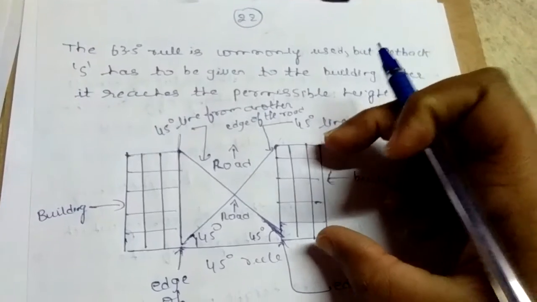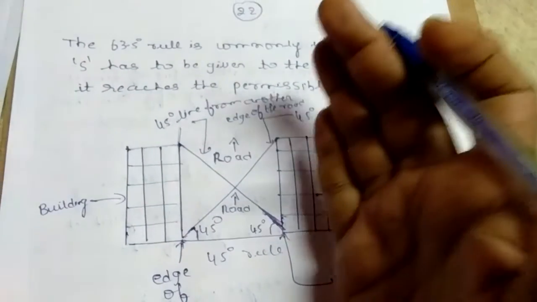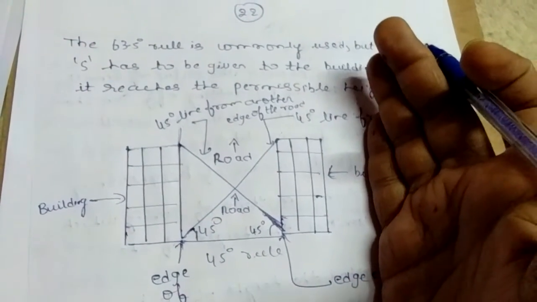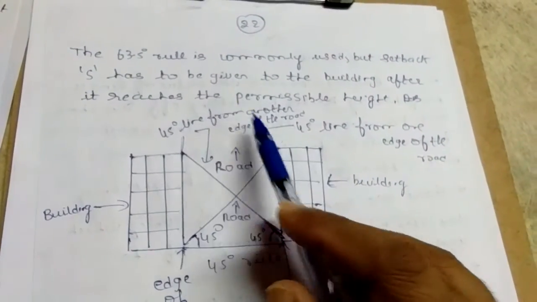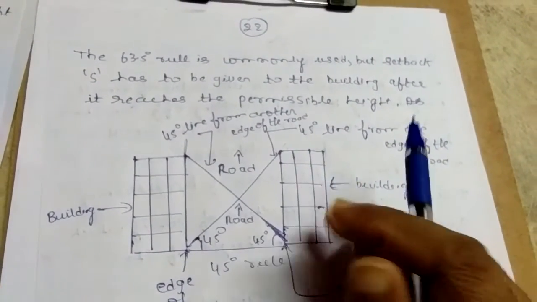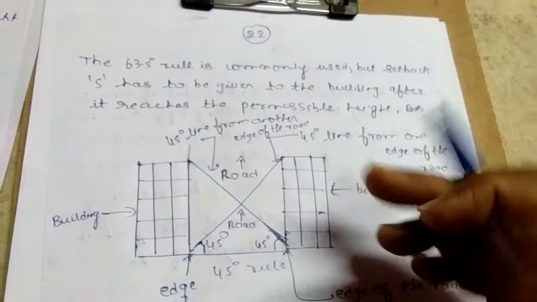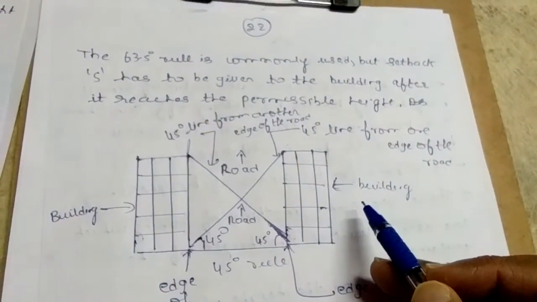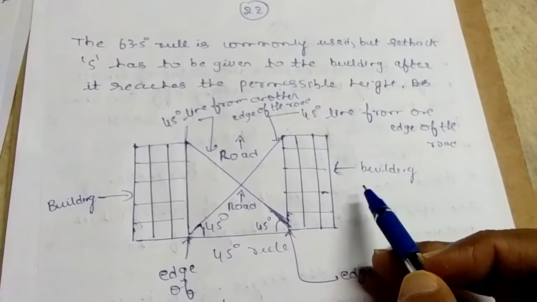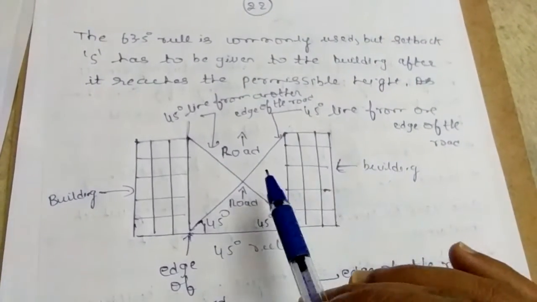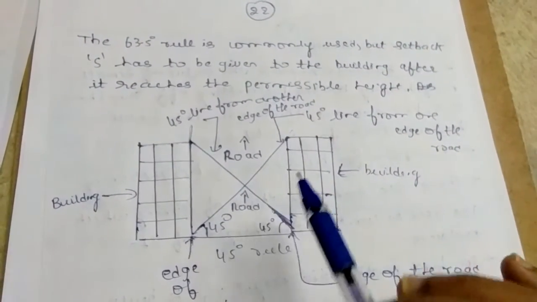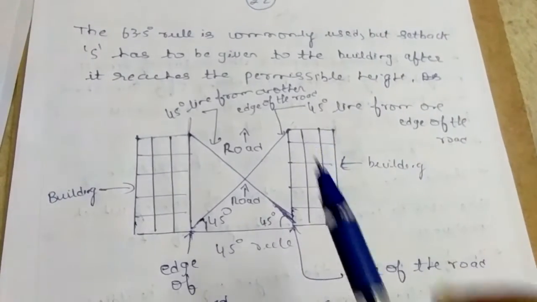So the height of the building is restricted so that if there is any short building to the side of the building, this building will not take all the share of the sunlight and the breeze. If the height of the building is restricted, the buildings adjacent to the sides of the tall building will also get their share of sunlight and breeze. So that is the main goal of the 45-degree rule and the 63.5-degree rule.